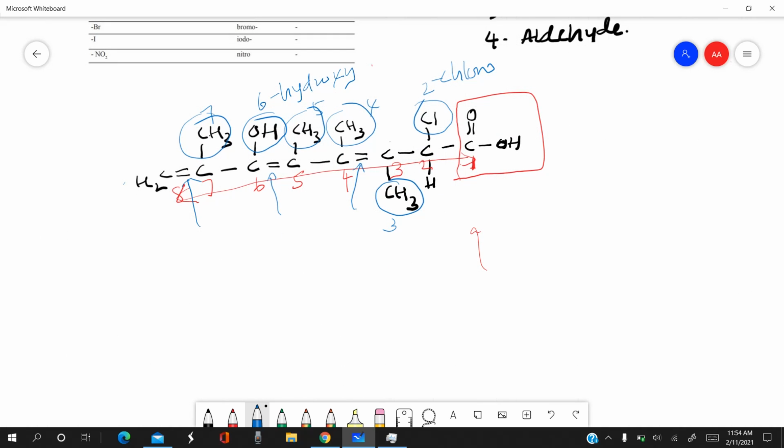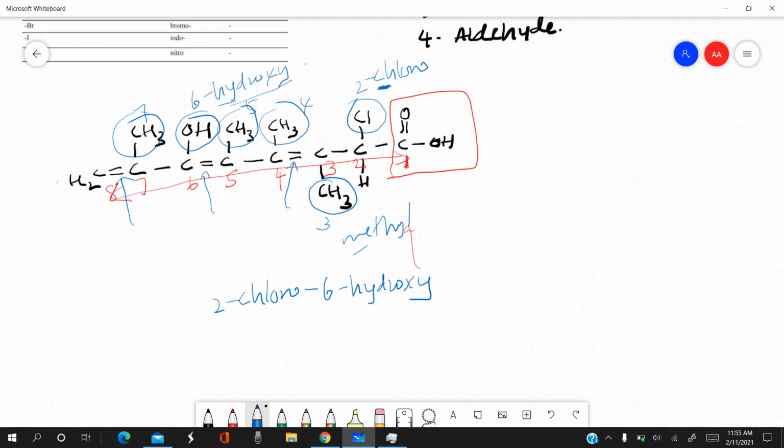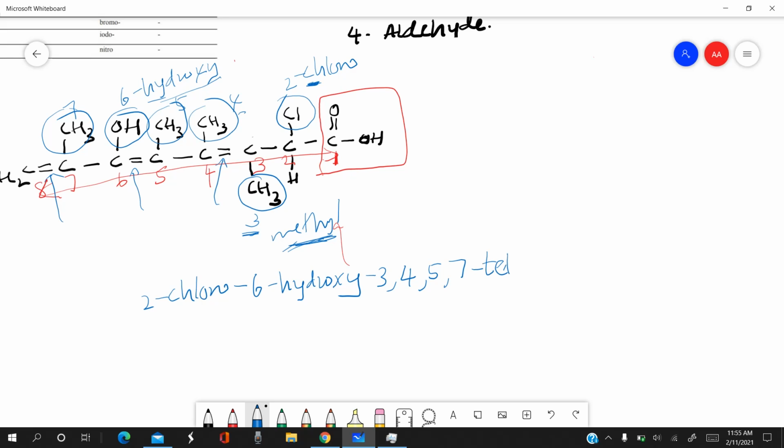Next is naming. So first name the substituent groups according to the alphabetical order. So here C comes before M and H in the alphabet. So 2-chloro. Next H comes, 6-hydroxy. And we have a methyl group at 4 locations. So start from the lowest number, 3, 4, 5, 7. Since there are 4 methyl groups, it's tetramethyl.